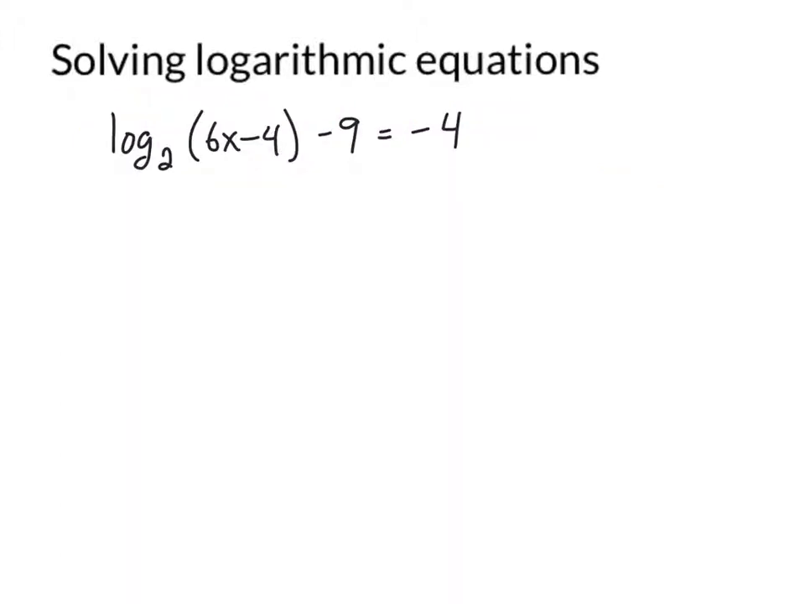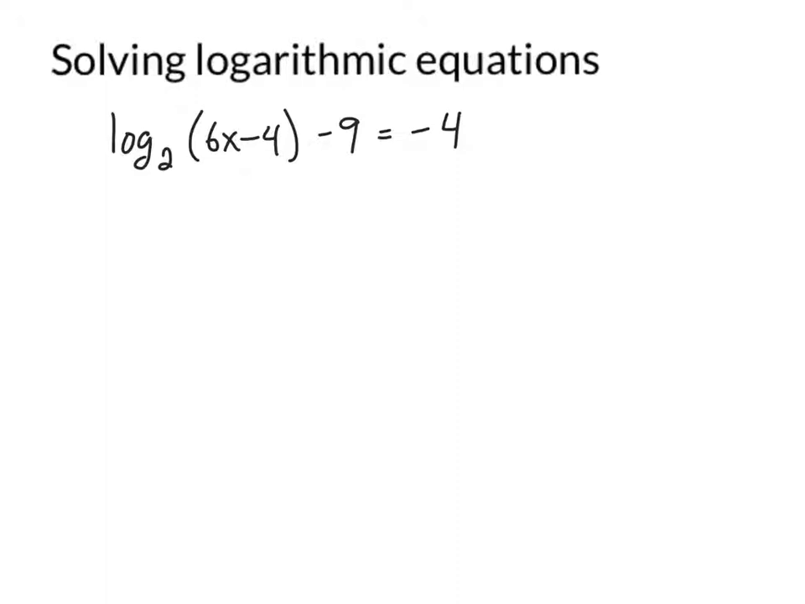Okay, so we are back and we have a new example here. Log base 2 of 6x minus 4, all of that minus 9, I want to be equal to negative 4. So in this example, it's not quite in the form that I want it to be.